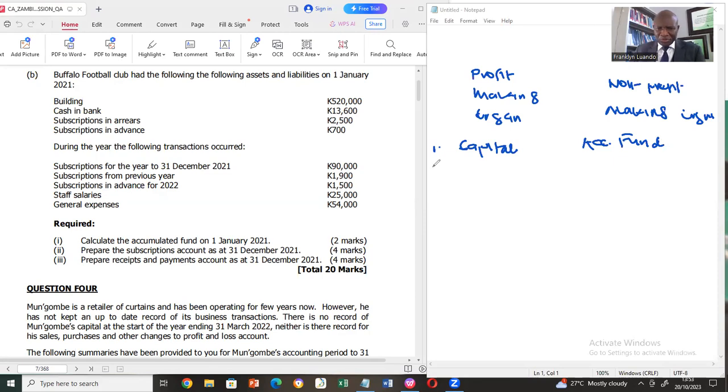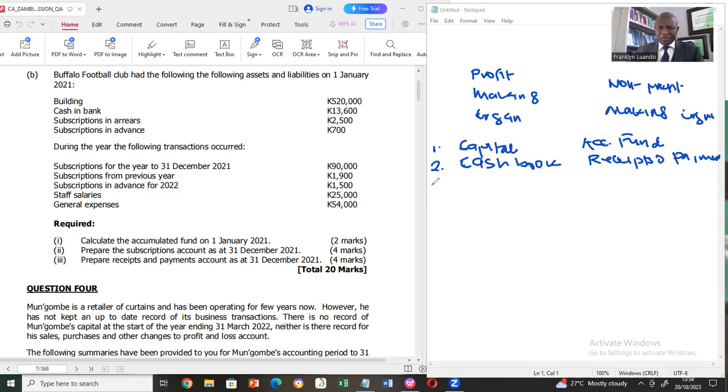In number 2, profit-making organizations will prepare a cash book. Not capital, cash book. The equivalent for not-for-profit-making organizations is receipts and payments. Receipts and payments is equivalent to cash book.